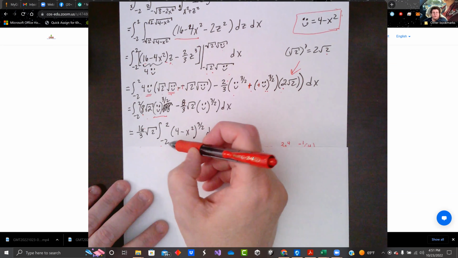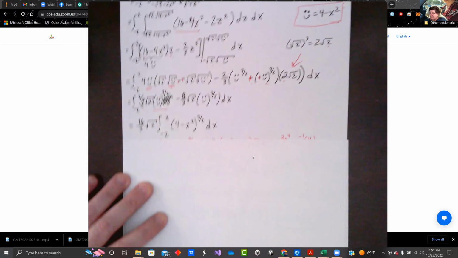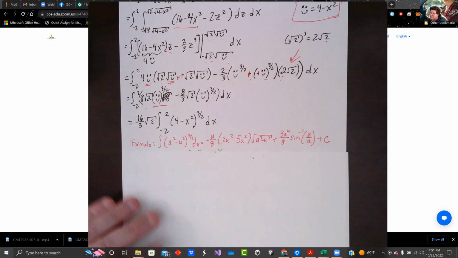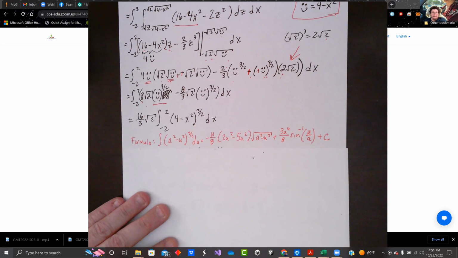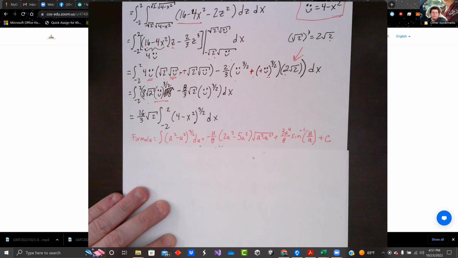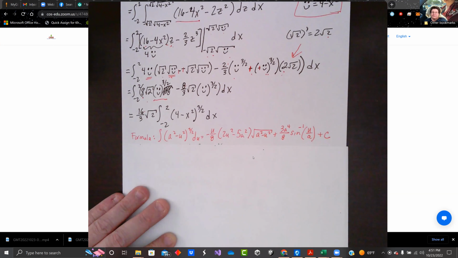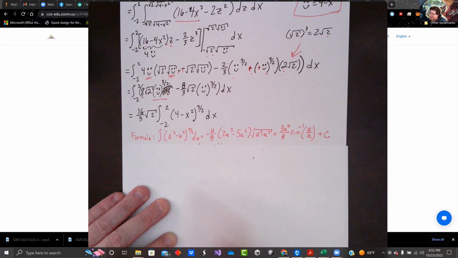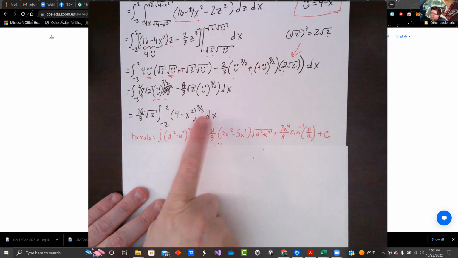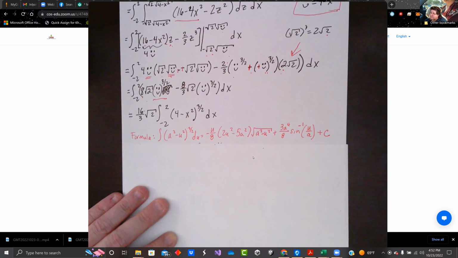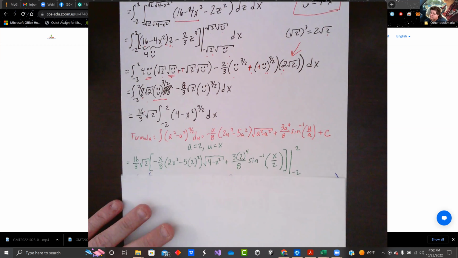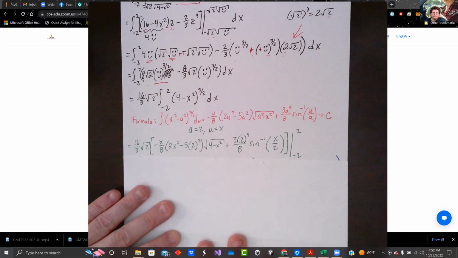Then we're going from -2 to 2 of 4 minus x squared to the 3/2 dx. Again, we have another formula. This is a squared minus u squared to the 3/2. This is what you get. Kind of a pain, huh? That's a pretty nasty formula. So how does this compare here? A has got to equal 2, and u has got to equal x. So that's what we got there.